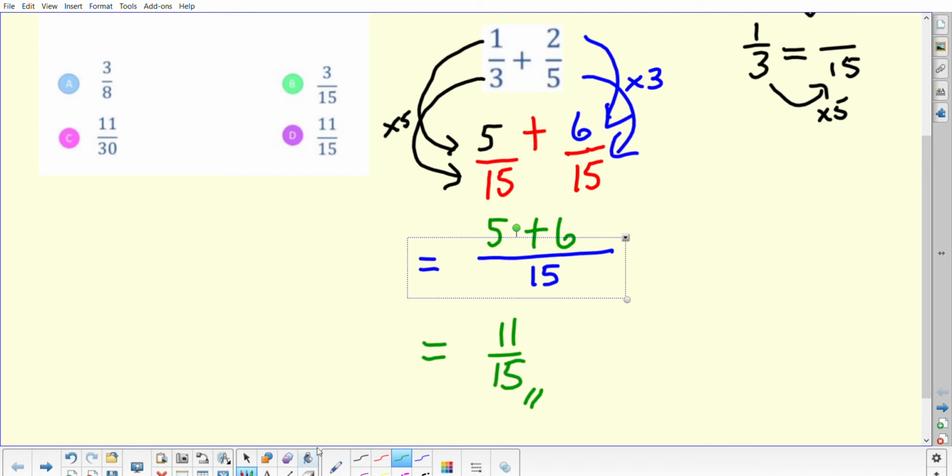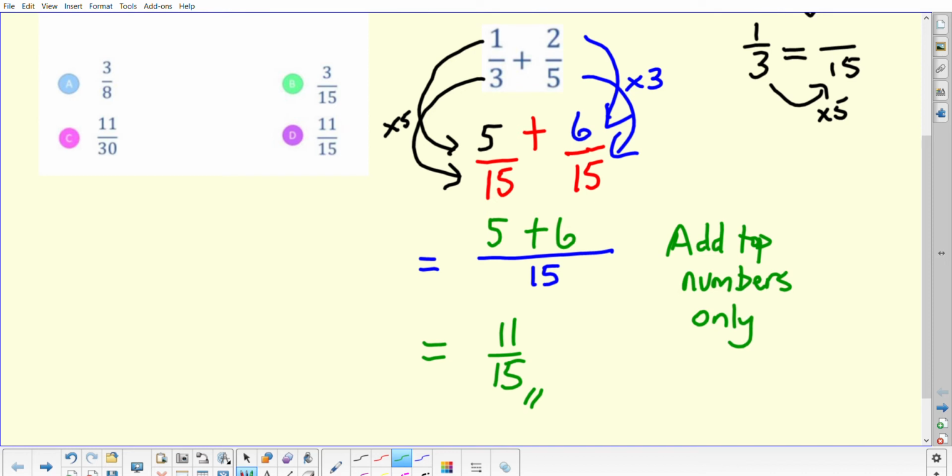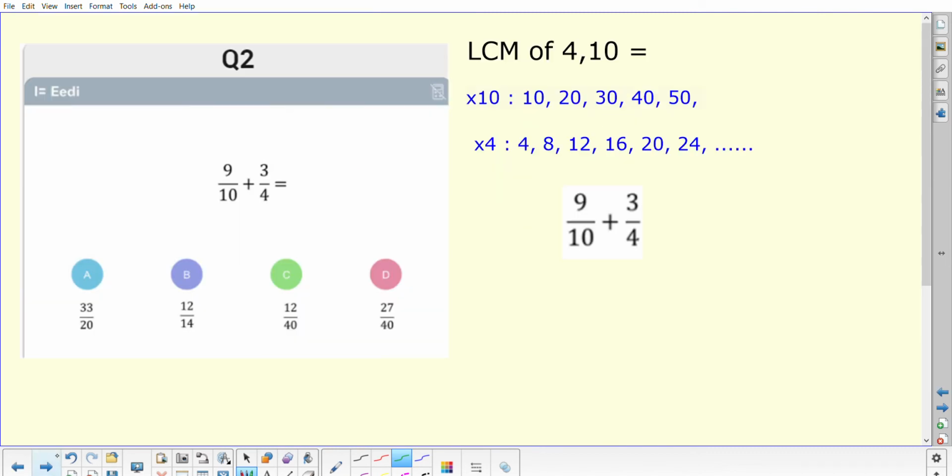It is not essential to write that last line of working in. You can miss that bit out, but it's just a reminder that you don't add the 15s together. It's only the 5 and the 6. Remember, you add the top numbers only. So it is about using your times tables, but you need to recognise that the bottom numbers of your fractions must be the same. So your answer here, for question 1, should have been 11 over 15, which was answer D.